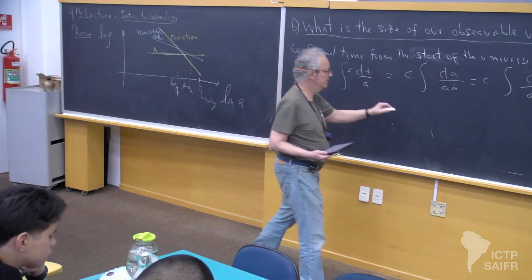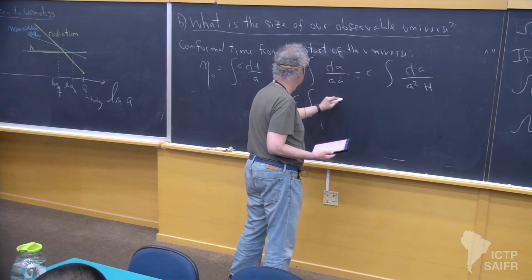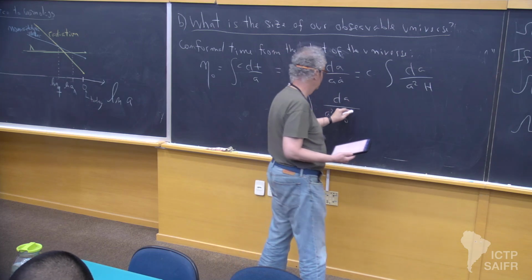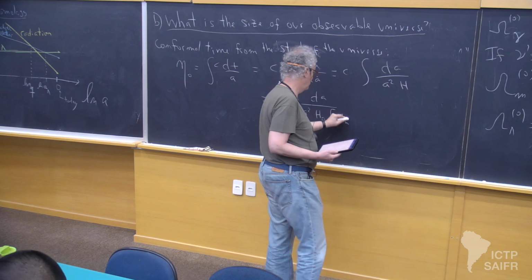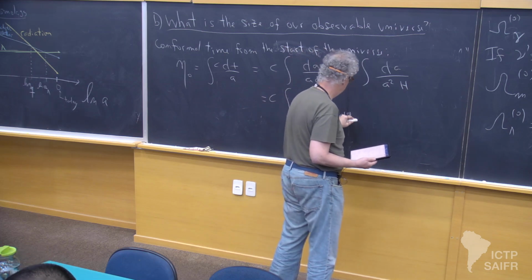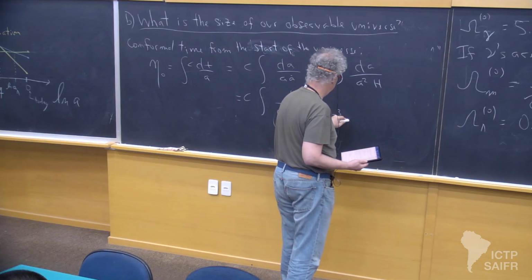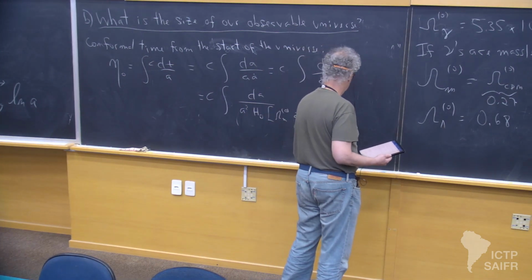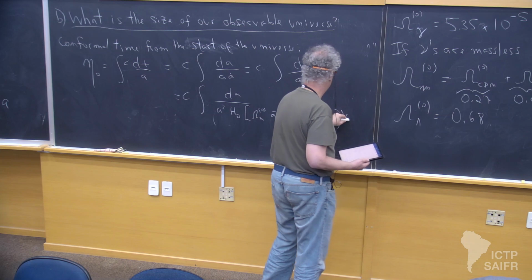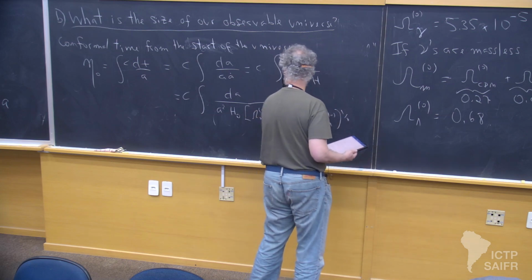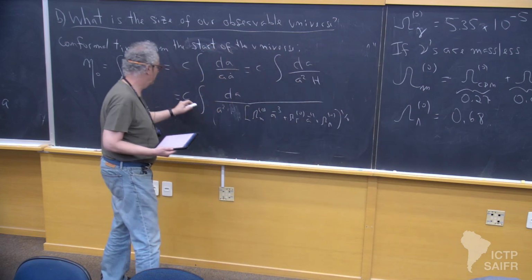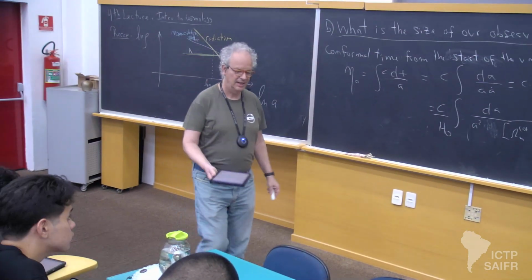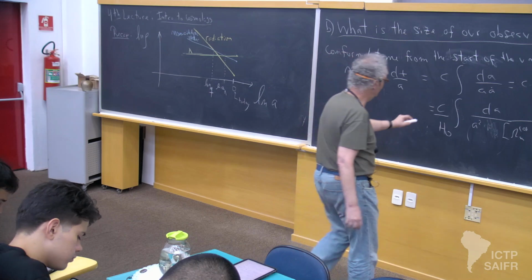which is, we know this integral now. This is dA over H naught, and the same thing again: matter A to the minus 3, radiation A to the minus 4, cosmological constant, factor a half. So I can put H naught here. And the size of the universe is given by this factor.